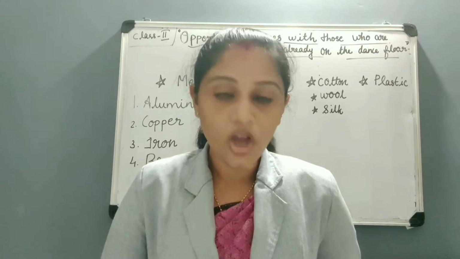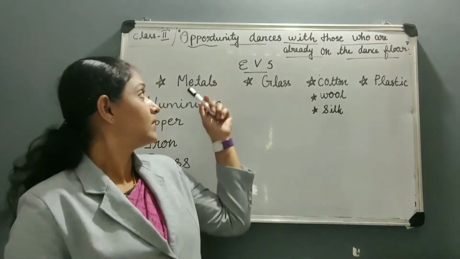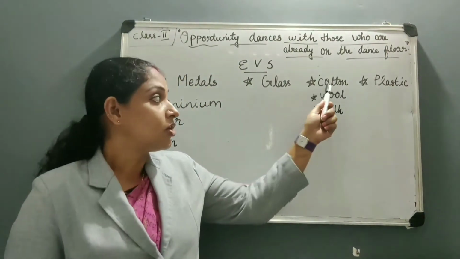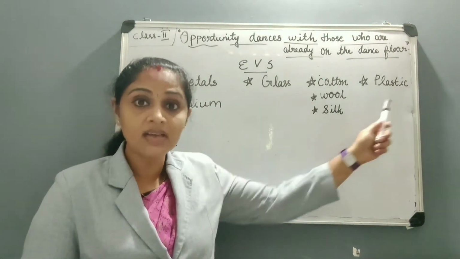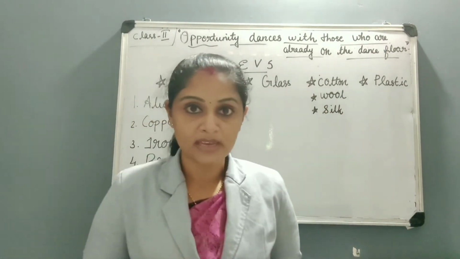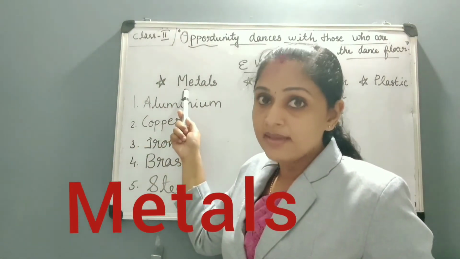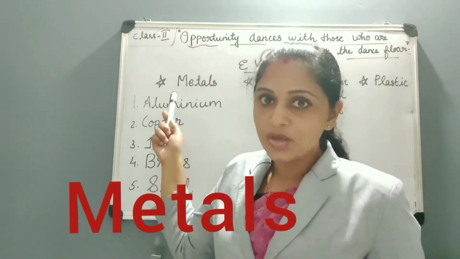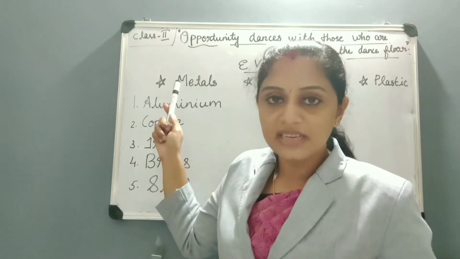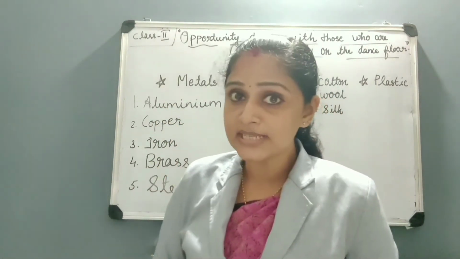Are you ready? Okay. Today we are going to learn about metals, then glass, cotton, wool and silk, then plastic. These are the materials used for making human made things. First one is metals. What is the spelling of metals? Look here children. M-E-T-A-L-S, metals. All of you please read with me. M-E-T-A-L-S, metals.